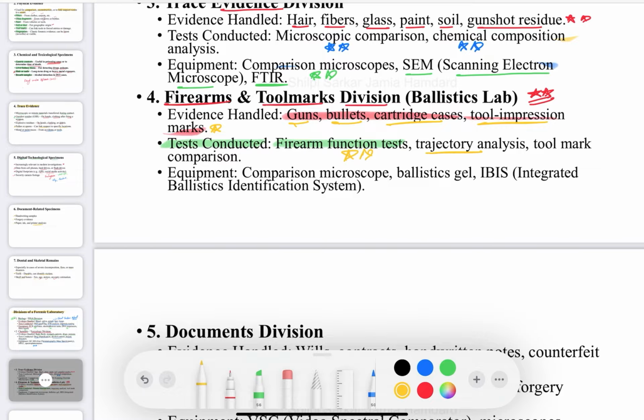Suppose a gunshot has been fired from here and the victim is standing here. It is mainly helpful to find out the angle from which it has been delivered, so that we can find out the position of the victim, what kind of shot it was, and what kind of pistol has been used.